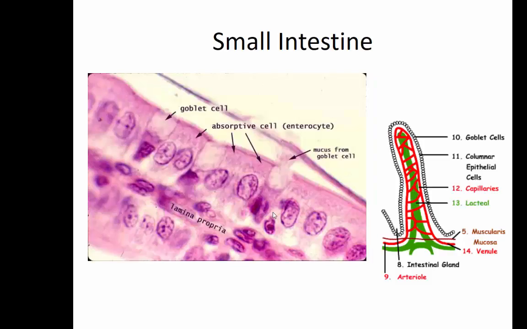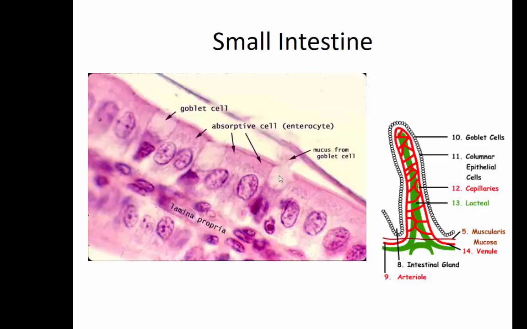And then if we get to the small intestine, we see the same thing. We see these simple columnar epithelial cells. And inside of these columnar cells, we'll find goblet cells. So goblet cells secrete mucus as well. We see mucus secretion occurring throughout the intestinal tract. So these are goblet cells secreting mucus.